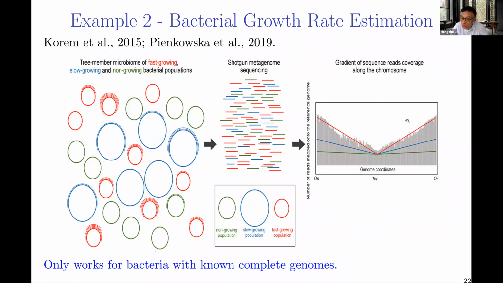Then from which you can quantify the growth rate just by looking at the slope or this peak to trough ratio. And this was done by a paper published in 2015. This was the first paper that proposed this idea of studying bacterial growth rate based on uneven coverage of the sequencing reads relative to the complete genome of the bacteria. But this method only works for the bacteria with known complete genomes.